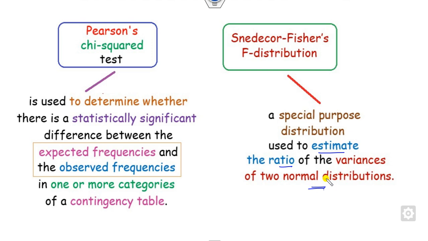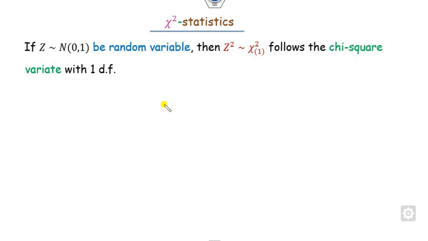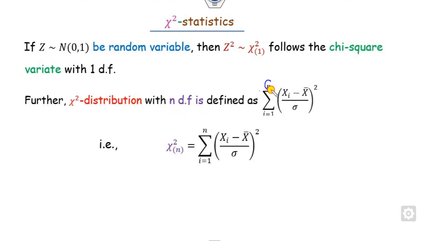How the chi-square statistic varies is this: if you have a standard normal variate Z, like here (x minus mu) by sigma, then the square of this standard normal variate follows the chi-square distribution with 1 as the degree of freedom. This one is called the degree of freedom. However, if you want to increase it to n degrees of freedom, then you can write it this way, as written here. So here n represents my degree of freedom.